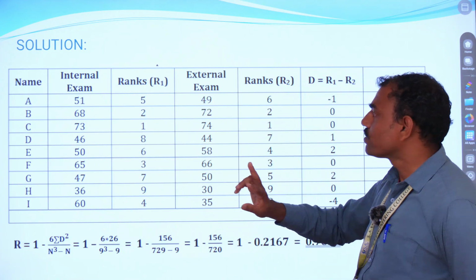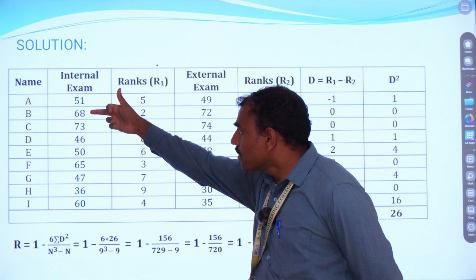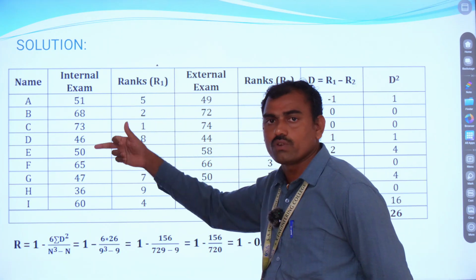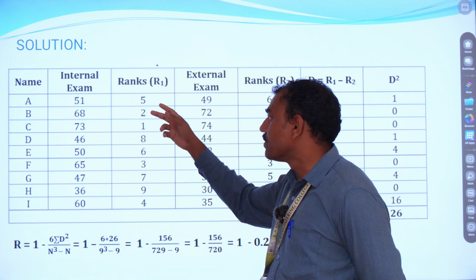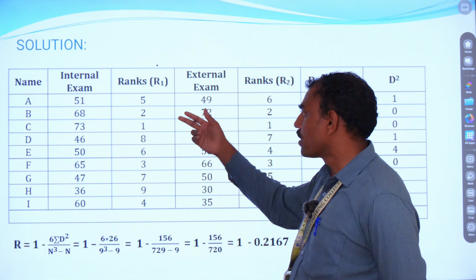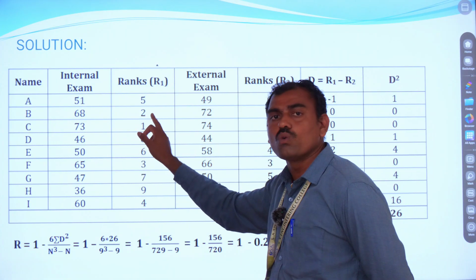Suppose two values are equal. Say 68 and again 68: this is the second place, and the next one is the third place. So the rank given is 2 plus 3 divided by 2. So 2 plus 3 is 5, 5 divided by 2. So each one is 2.5.